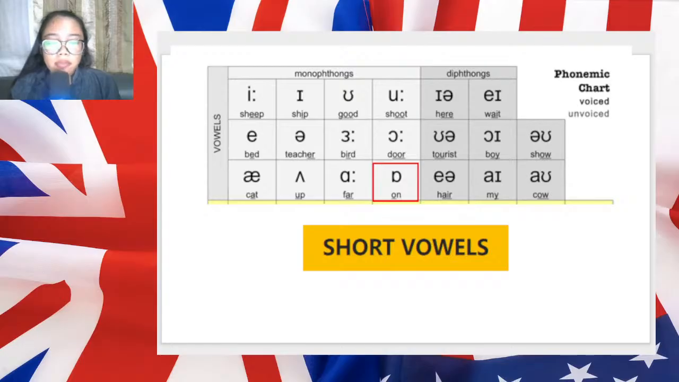So this sound is very characteristic of British English, or what we call received pronunciation, or RP. You hear it in words like hot, dog, watch. Okay? Notice the spelling of watch is the letter A, right? But it's pronounced as "watch."